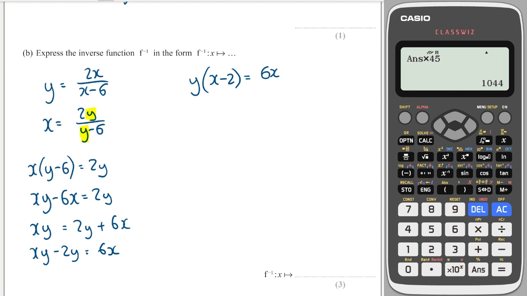And the benefit of that is now y only appears once, and we can divide through by that bracket to get 6x over x minus 2. So that's my answer, 6x over x minus 2.